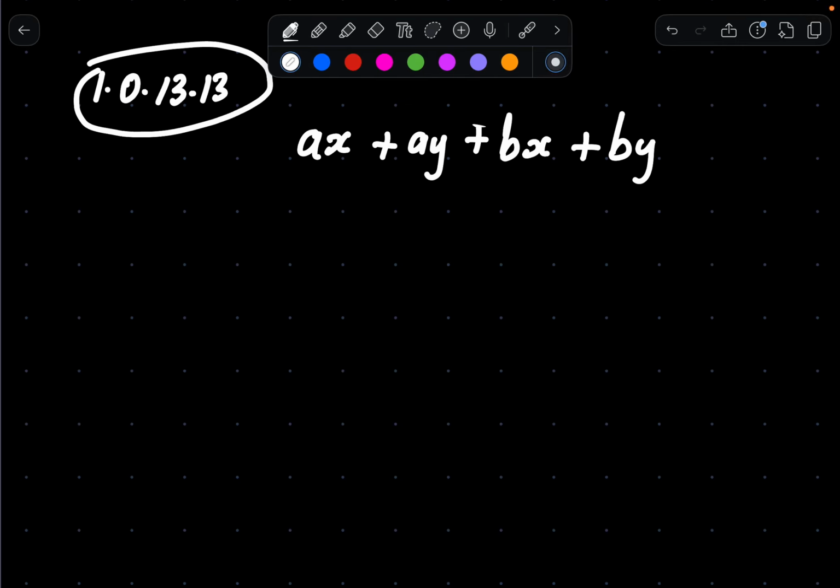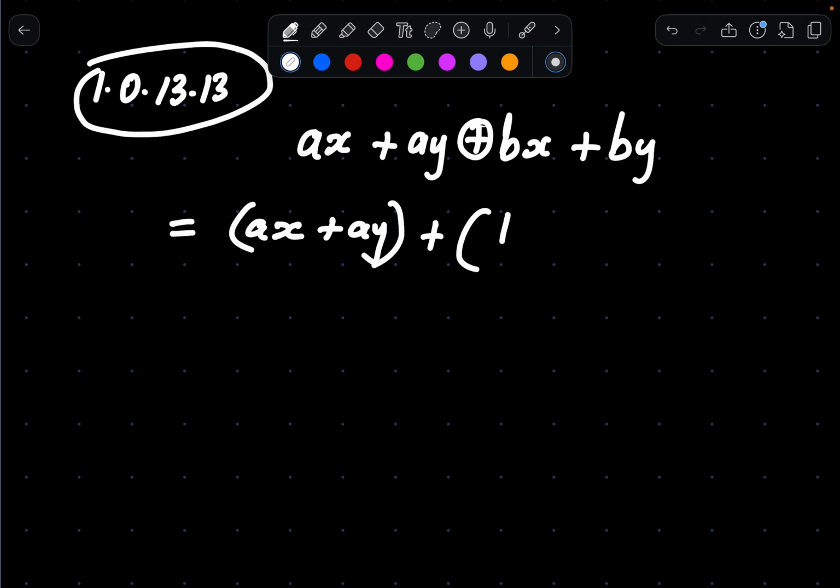In this question, we are asked to factorize fully by grouping. So step number 1 is to group the terms in pairs. So I'm going to say equals to ax plus ay, that is my first pair. Then we have a plus sign here that we're going to keep. Then we're going to have bx plus by.